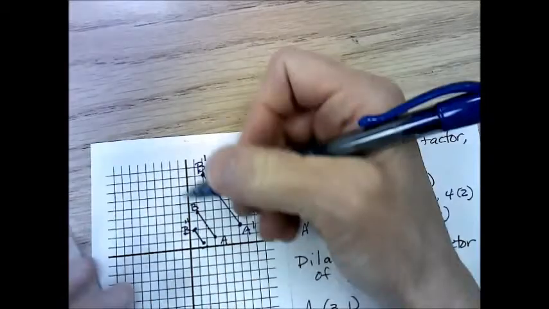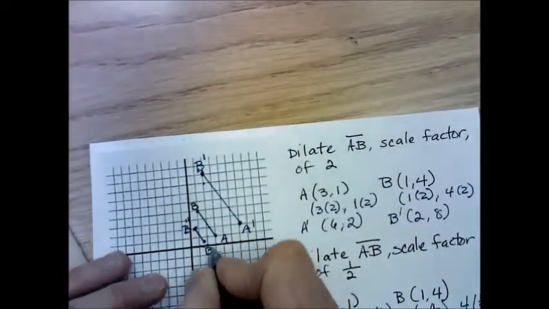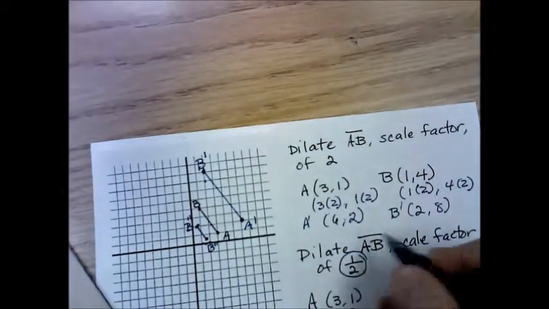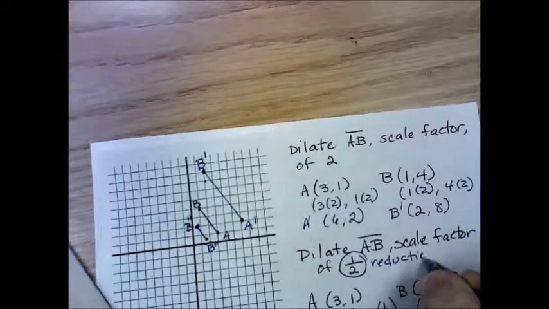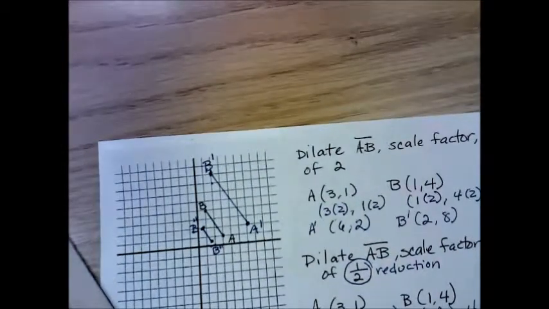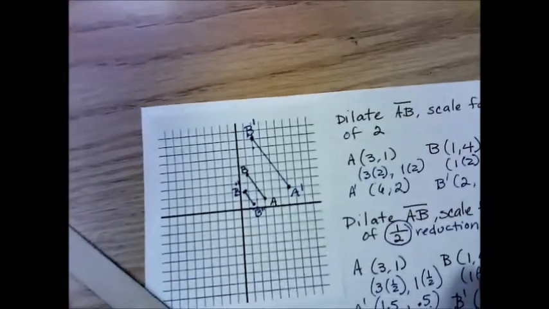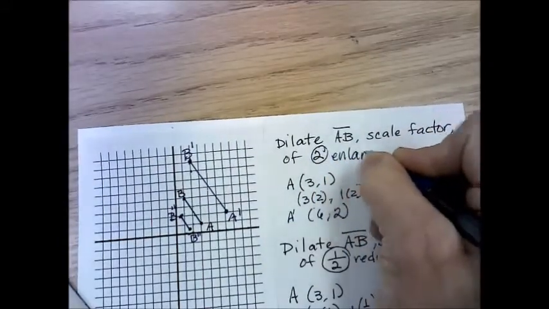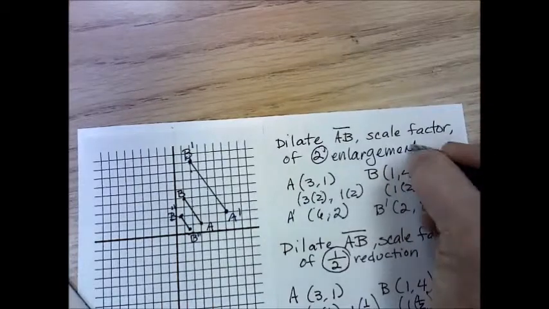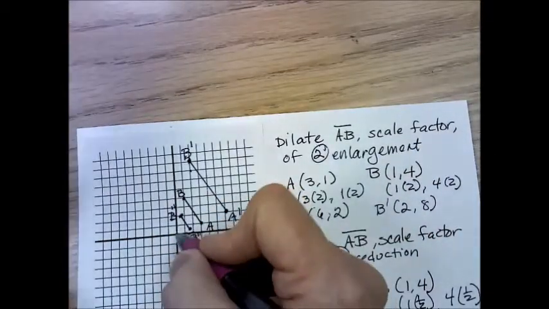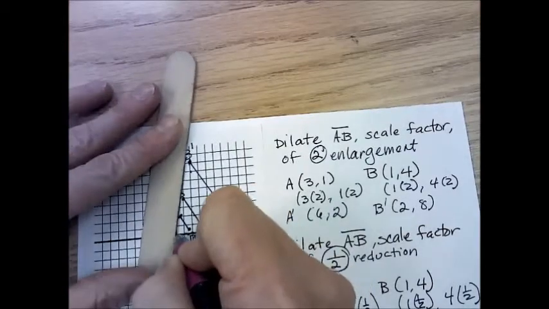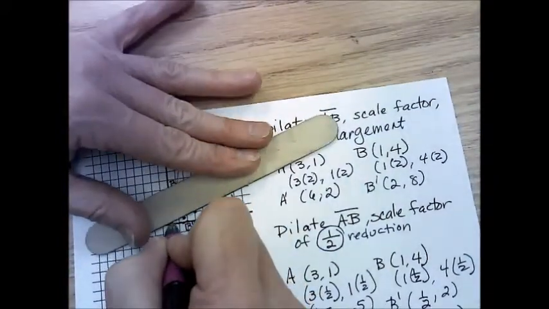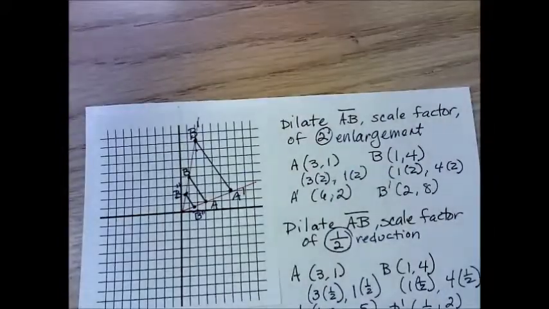And if we connect those, we can see that those were a reduction, okay? When our scale factor is a fraction, that means we're going to have a reduction. When our scale factor is a whole number, like we had here with the 2, that means you're going to have an enlargement. And again, when we connect, we can draw a line from the origin, and all of those points are going to intersect that line as it radiates out from the origin.